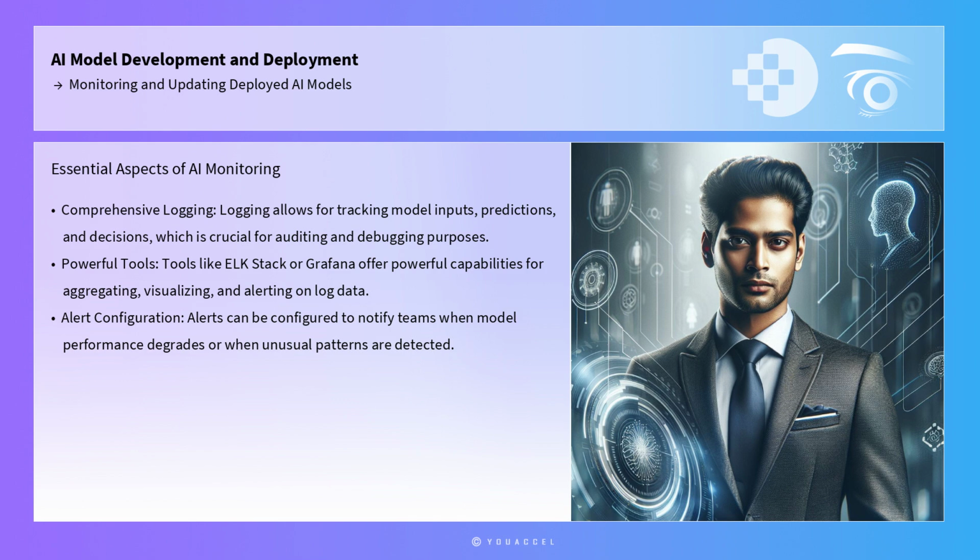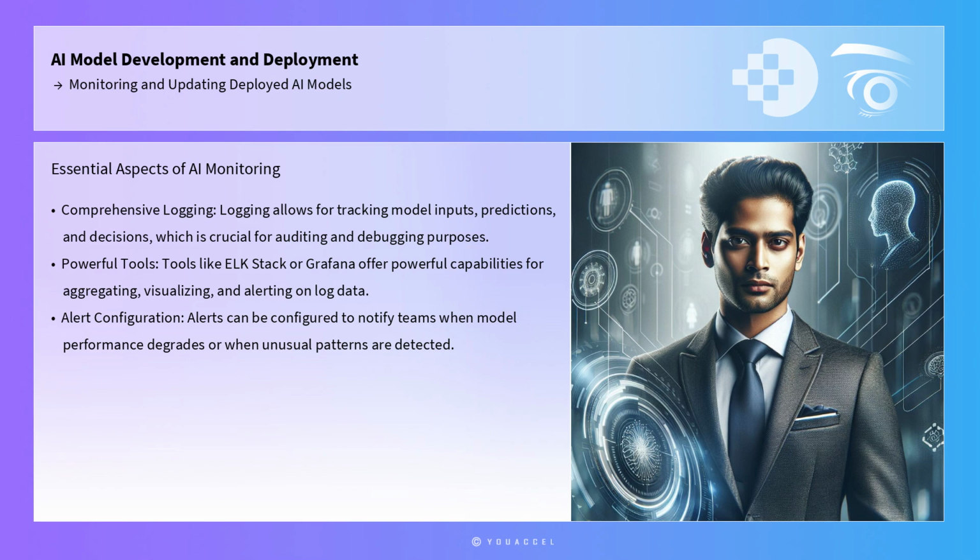Continuous monitoring and updating of AI models also require a comprehensive logging and alerting system. Logging allows for tracking model inputs, predictions, and decisions, which is crucial for auditing and debugging purposes. Tools like ELK Stack or Grafana offer powerful capabilities for aggregating, visualizing, and alerting on log data. Alerts can be configured to notify teams when model performance degrades or when unusual patterns are detected, prompting immediate investigation and remediation.